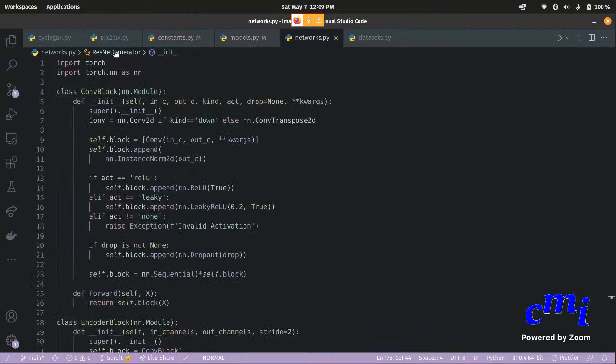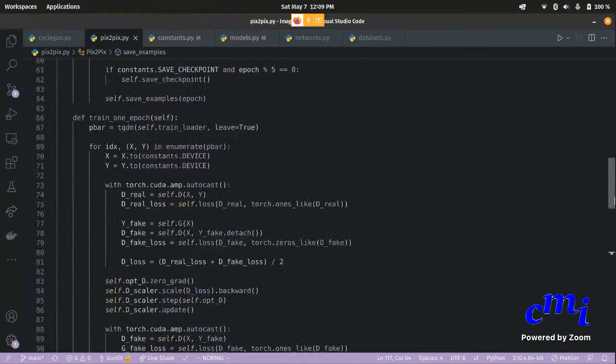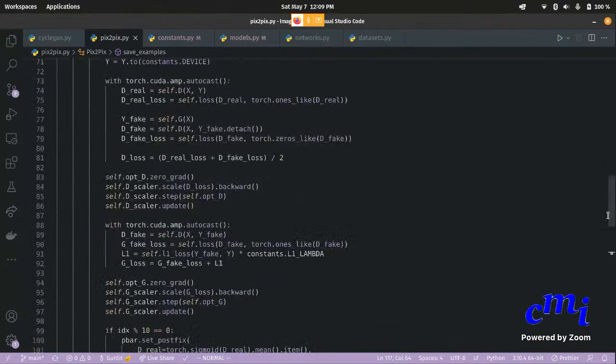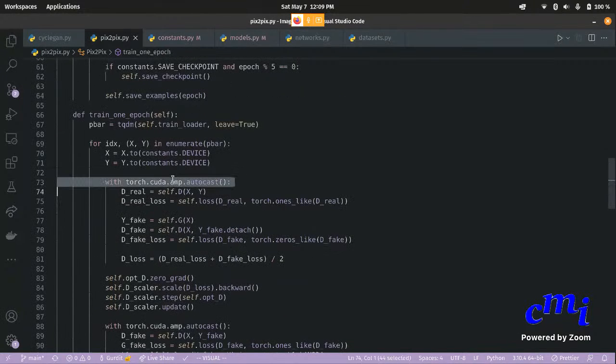And for the fixed model, I think I can just show the loss function. And also I did float 16 training instead of the usual to improve runtime performance, like decrease time.